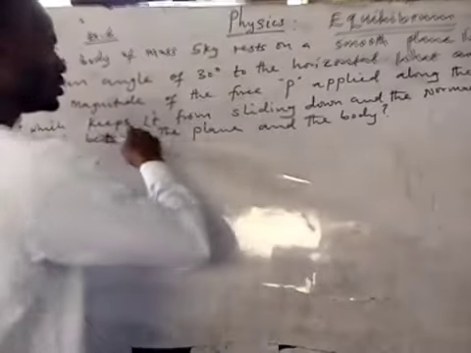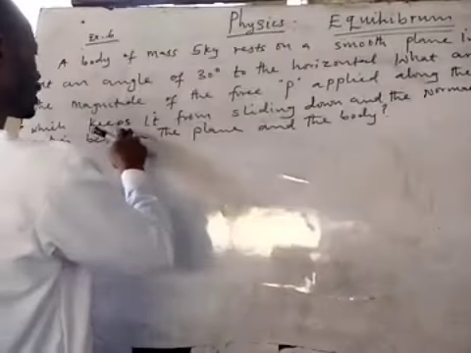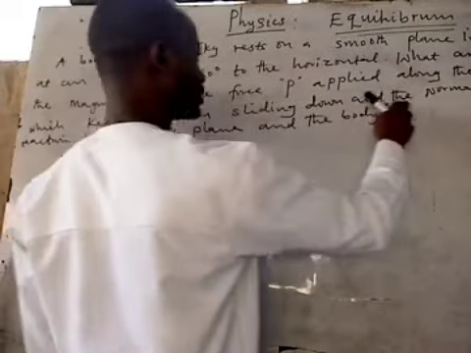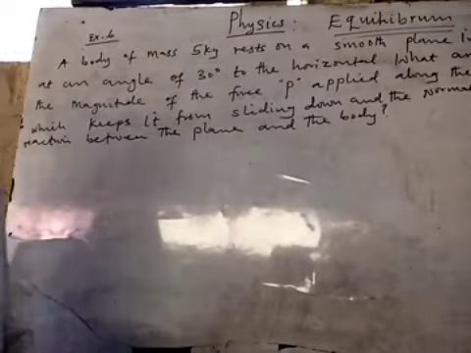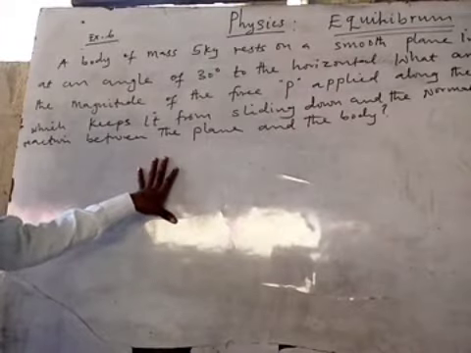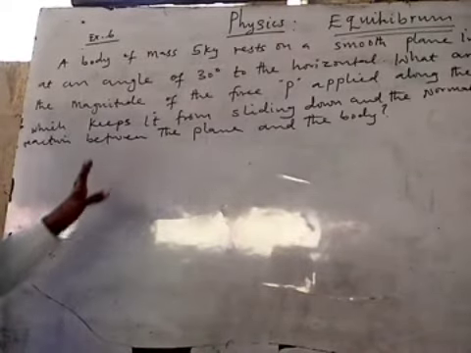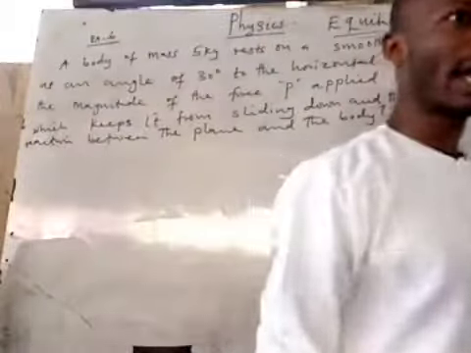It now says, what are the magnitude of the force P applied along the plane which keeps it from sliding down, and the normal reaction produced between the plane and the body. Now we are going to give the force diagram. That is a diagram that shows the forces that act on this body resting on the incline, both in magnitude and in direction. So we are going to show the forces, their sizes, and their direction.